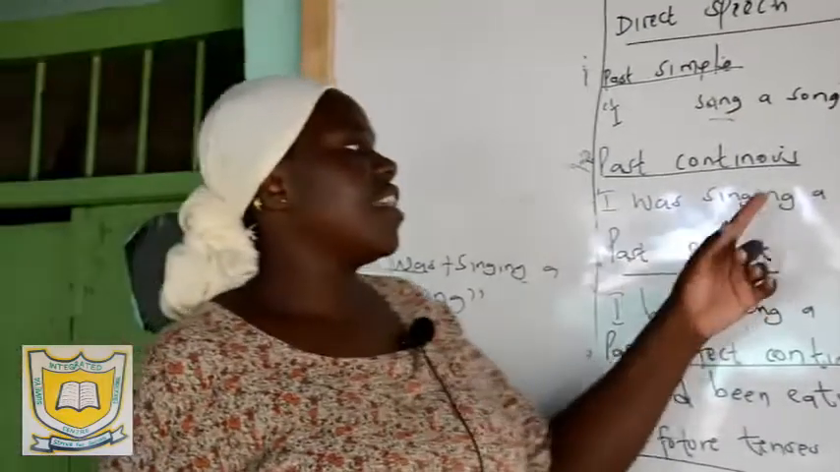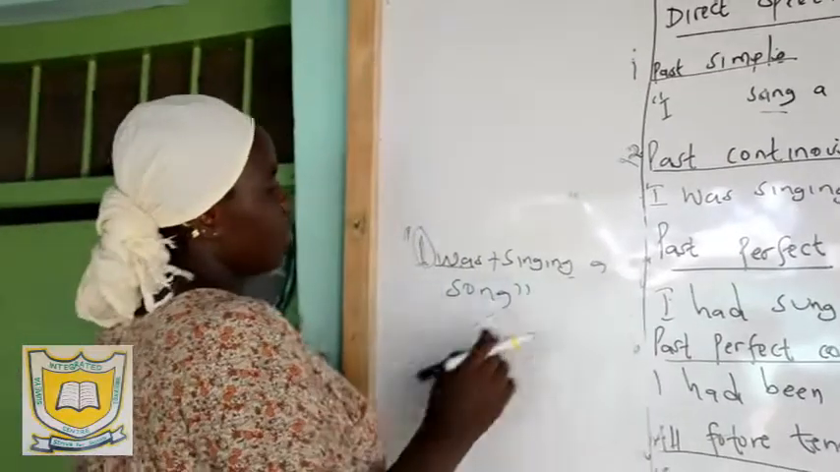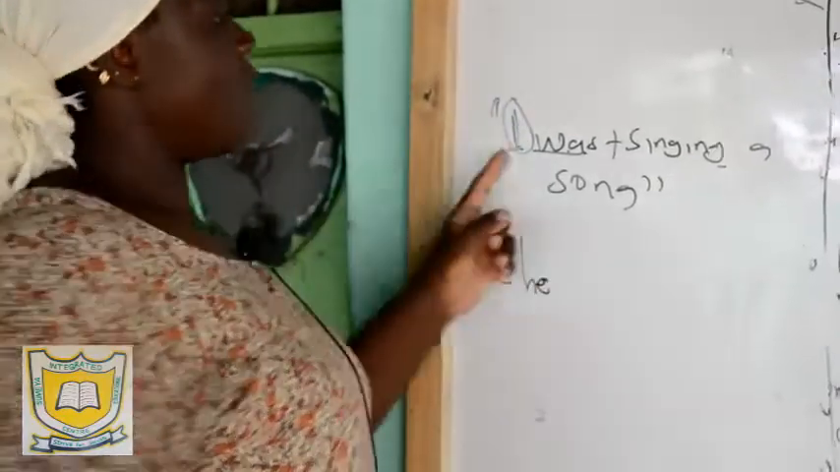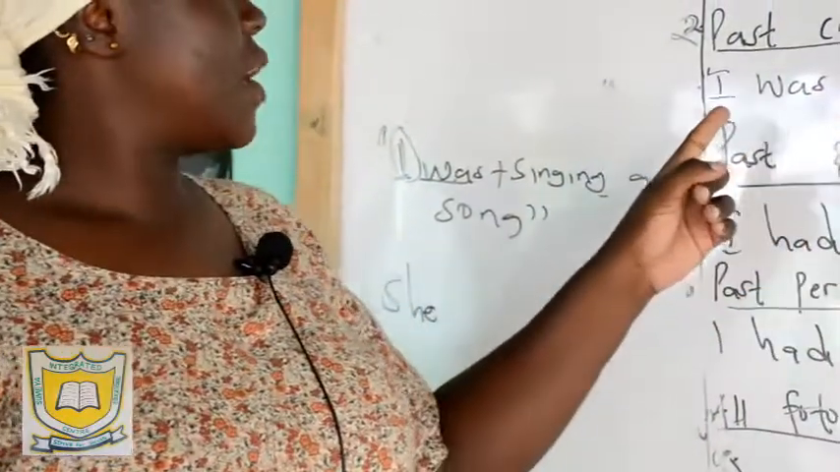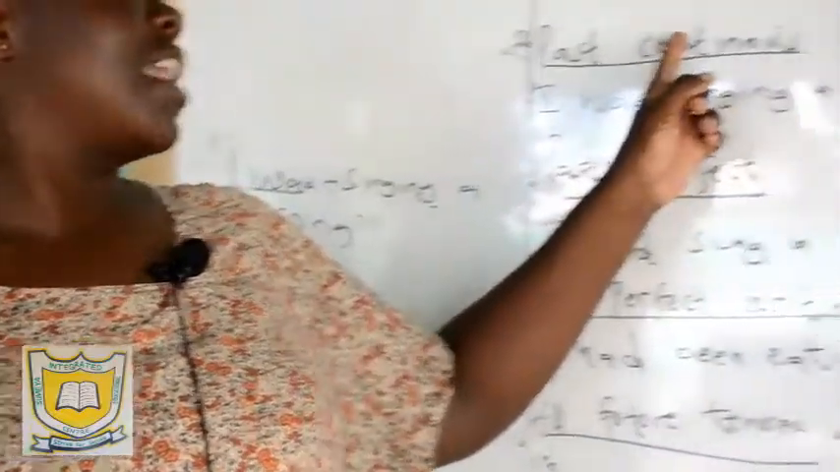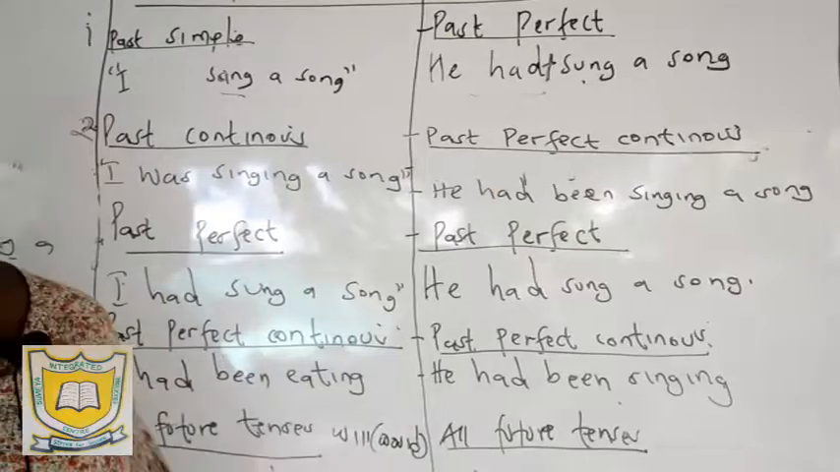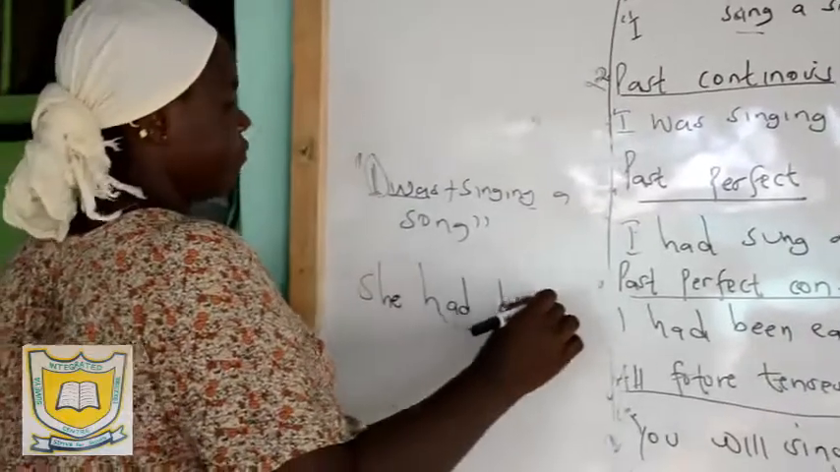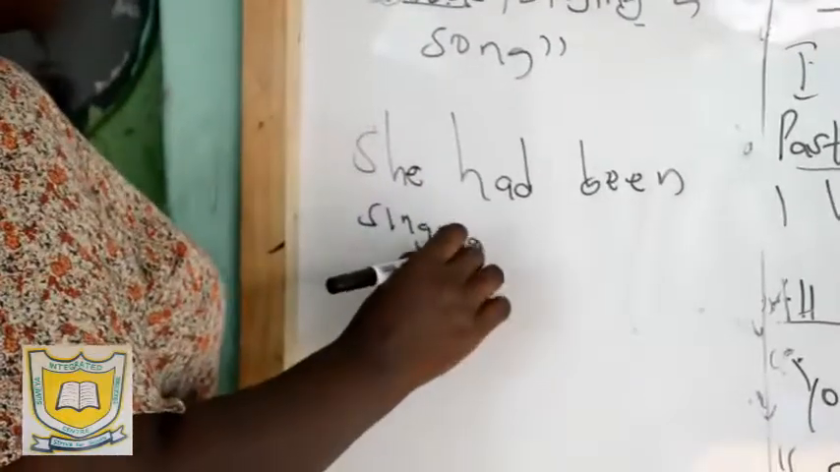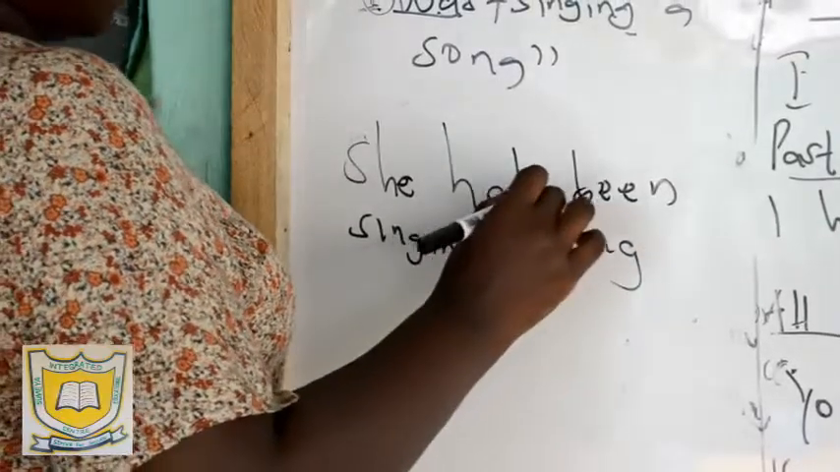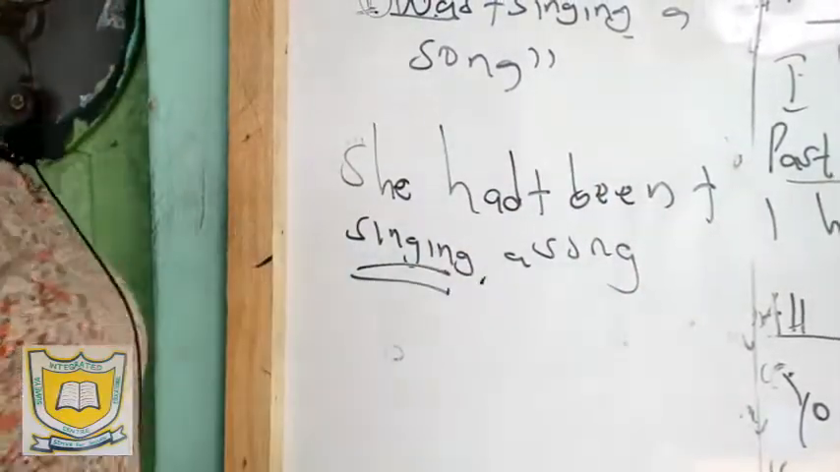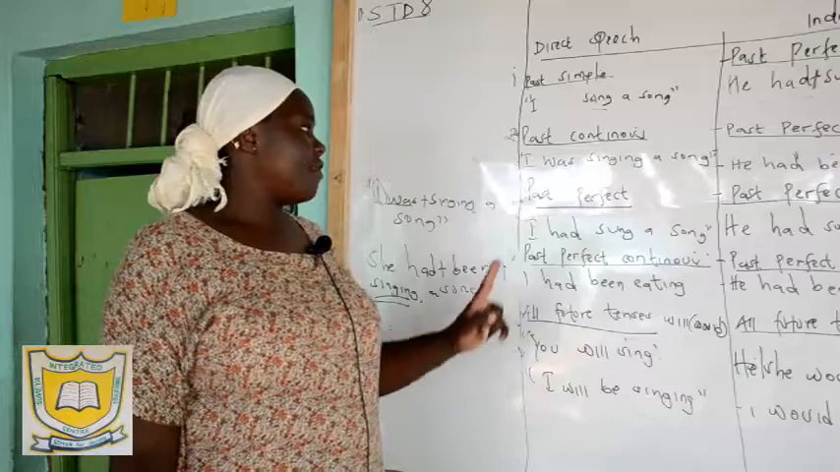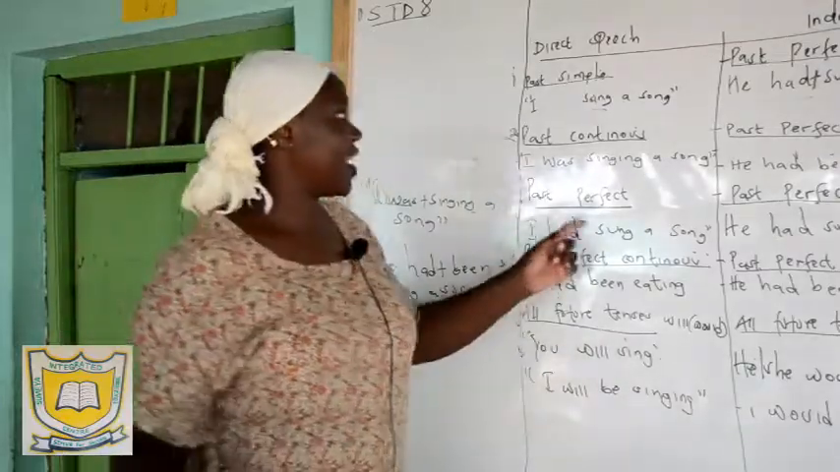Now, I was singing a song. So in my indirect speech, you having I was singing a song, you are changing the past continuous from direct speech to indirect speech. You are using the past perfect continuous. So you are going to say she had been singing a song. She had been singing a song. Had plus been plus verb plus ing. Past perfect continuous.